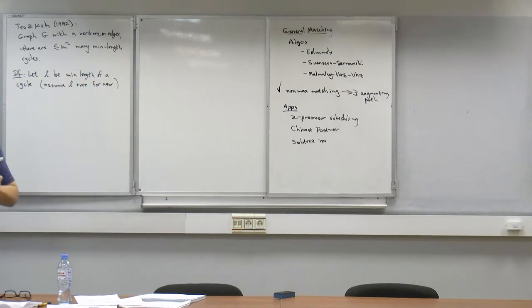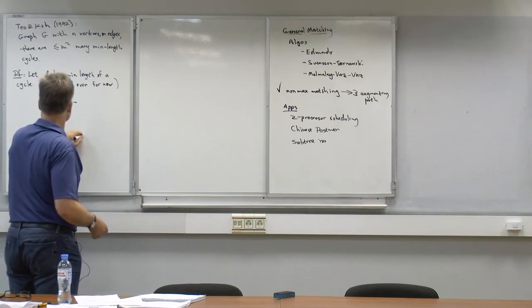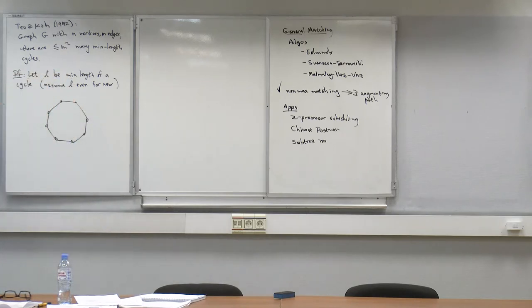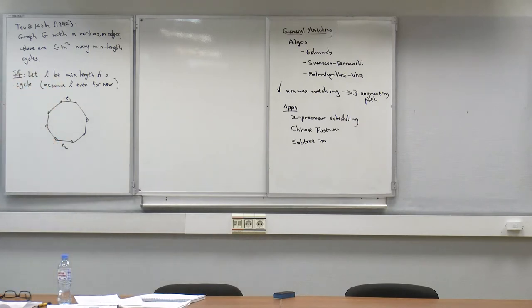Okay. So if we have a cycle of length L, here, in a case like this, L is equal to 8. Pick two opposite edges on this cycle and just call them E1 and E2. Clearly you can do this with any minimum weight cycle. But the point is, if you're given a pair of edges E1 and E2, there can be at most one minimum length cycle that has this property where E1 and E2 are on opposite sides of the cycle.